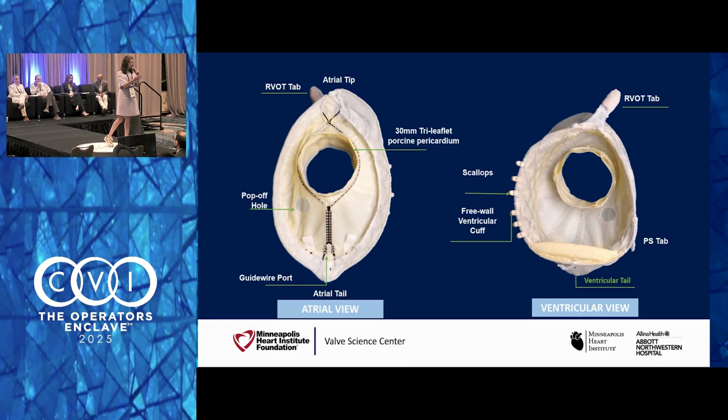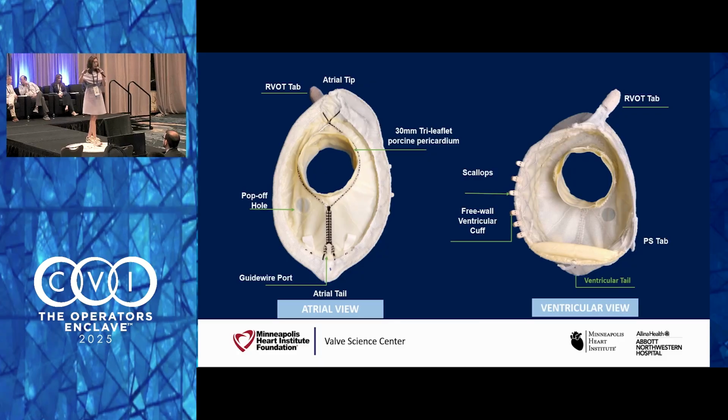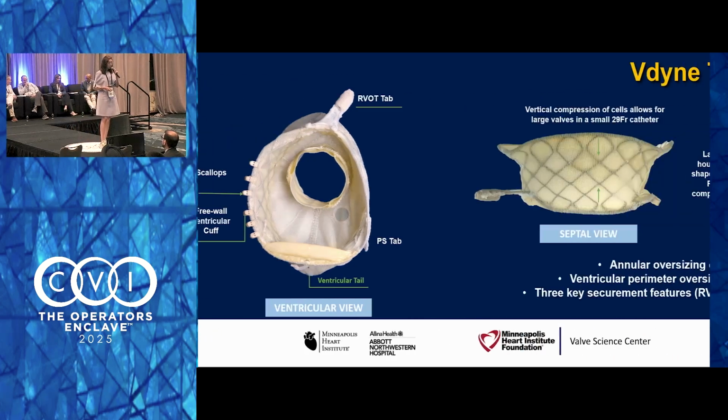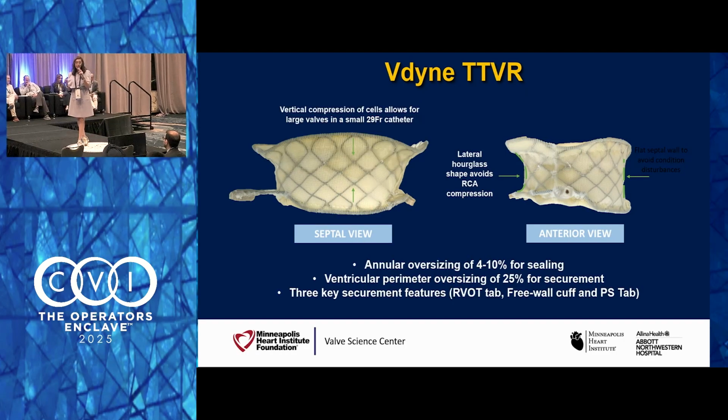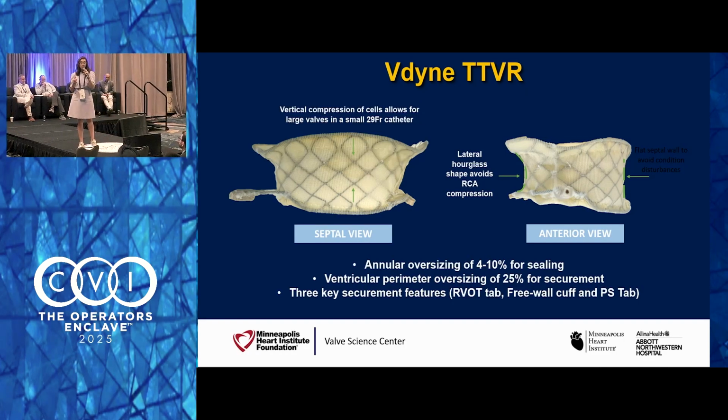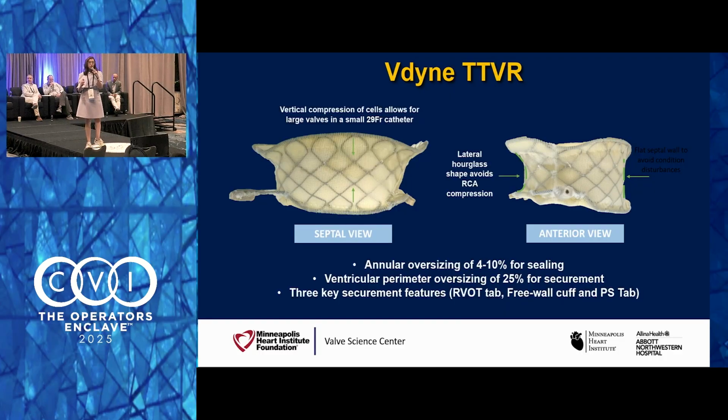It has an RVOT tab, it has an atrial tab, it has the scallops at the side there, which we could see on transesophageal and transgastric view in terms of securing it on the lateral wall, and we have a PS tab. So it looks really nice. It does have a pop-off hole where we can create the hole to offload that mismatch if we think, during the procedure, that we have RV failure.